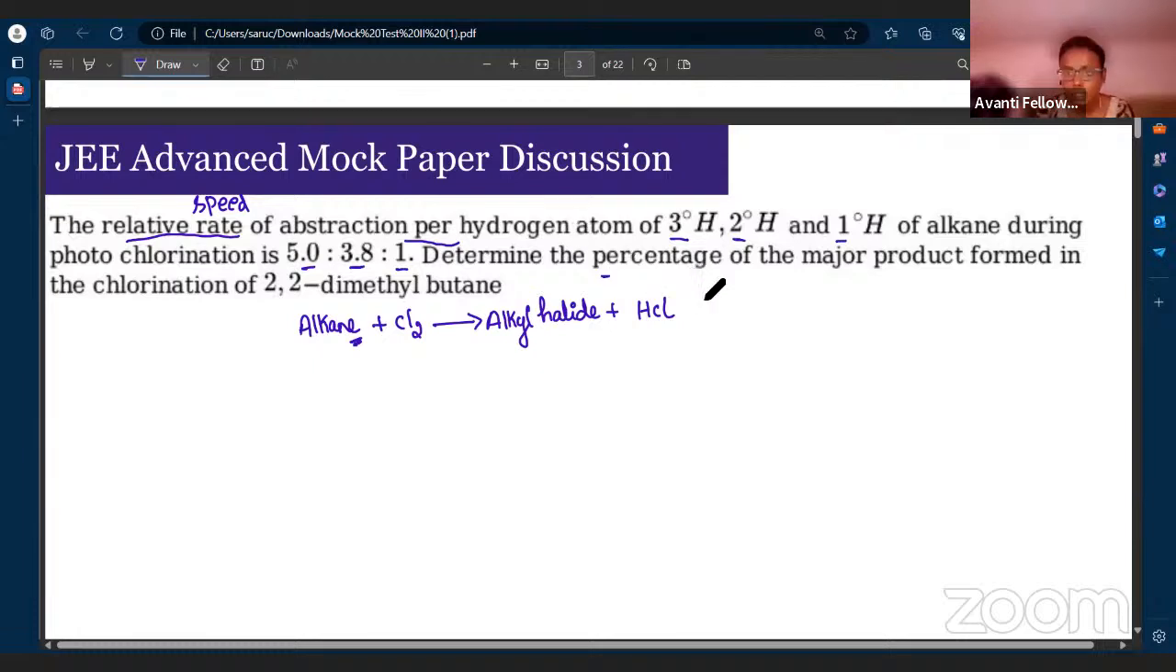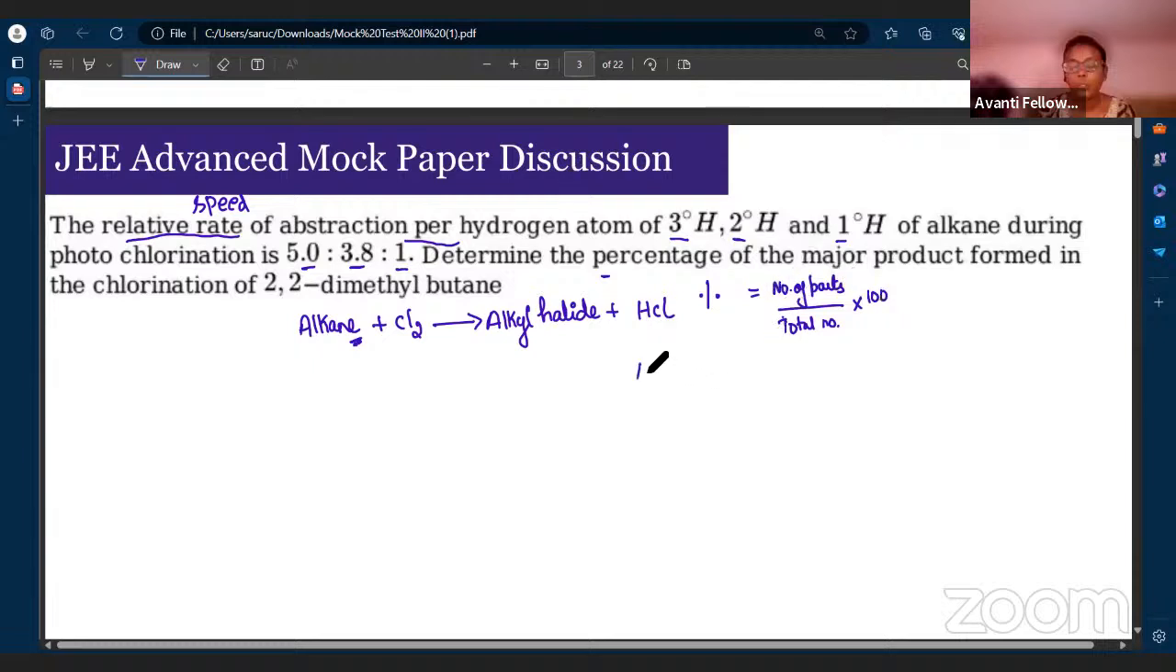Percentage is equal to, first you want to know the number of parts. Number of parts of hydrogen in the major product divided by the total number of parts, into 100. Now, in the question, they have not given the number of parts. They have given you the speed. So, using the speed, you have to calculate the number of parts.